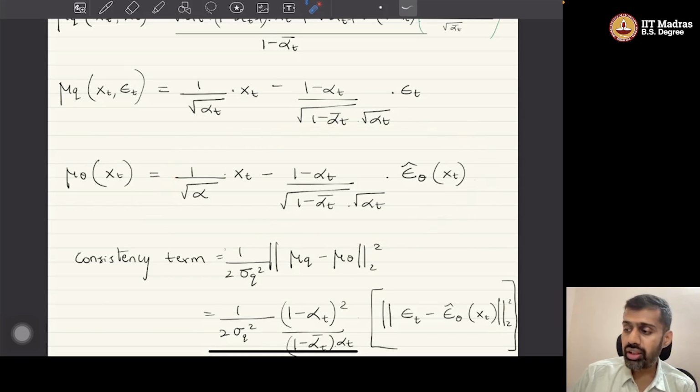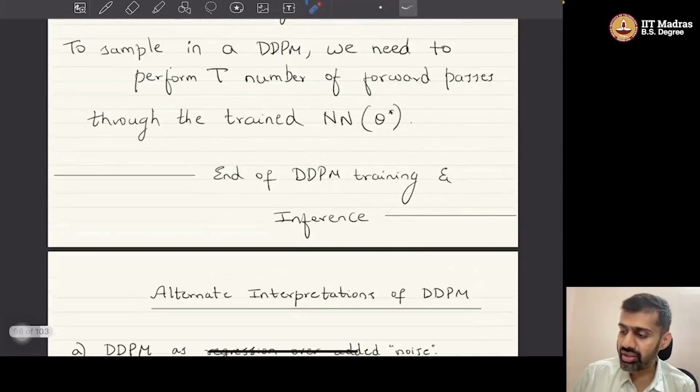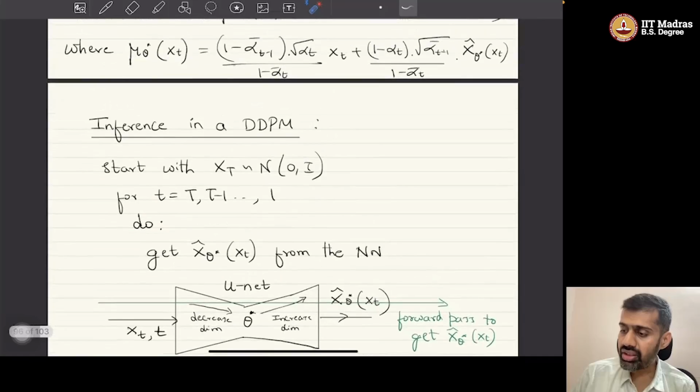Okay, so now the output of this neural network will be epsilon theta star cap, because the way we have trained our neural network is by regressing this particular quantity. If that is the case, then in the inference equation we just have to replace mu theta star with this particular equation where epsilon theta cap of xt is coming from the neural network. That's it. So nothing changes as far as the inference procedure is concerned, right?